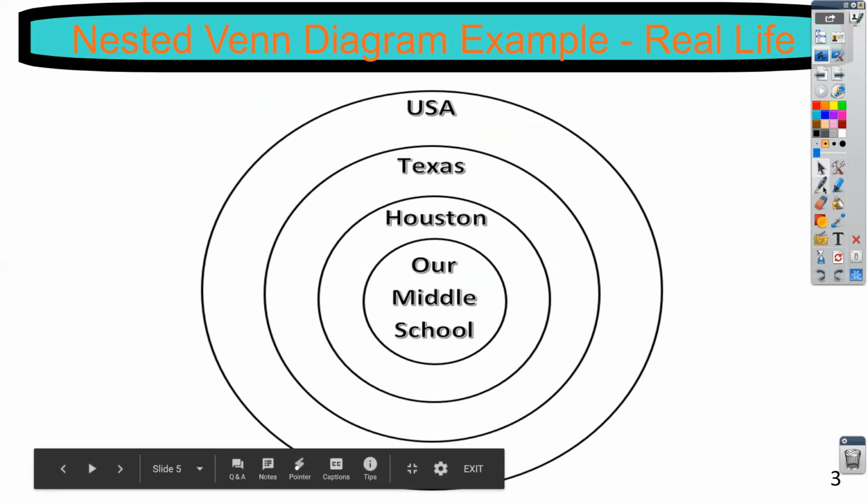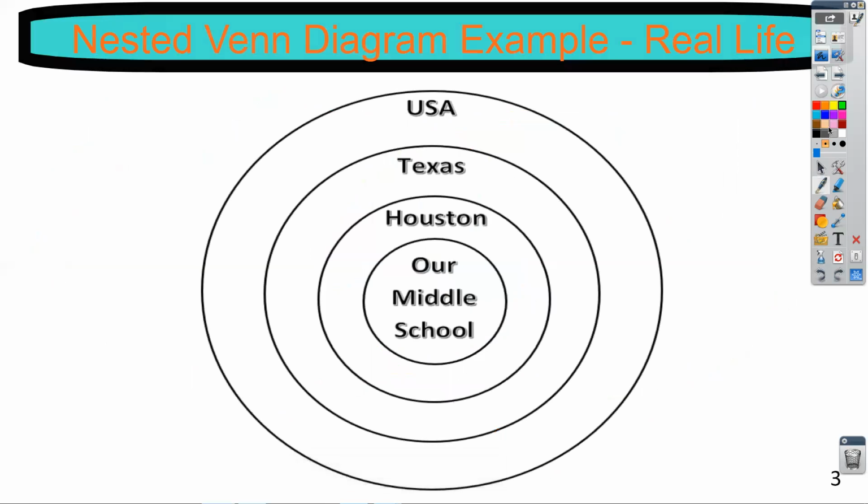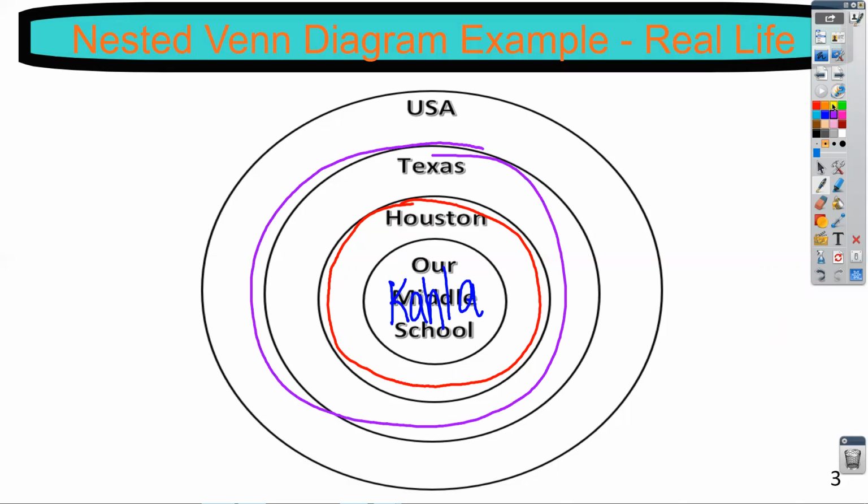Now, Venn diagrams can also look similar to this. This is an example of a nested diagram. We have our middle school in the very center, which is Kayla. And then Kayla is located inside of Houston, which is located inside of Texas, which is located inside the USA.